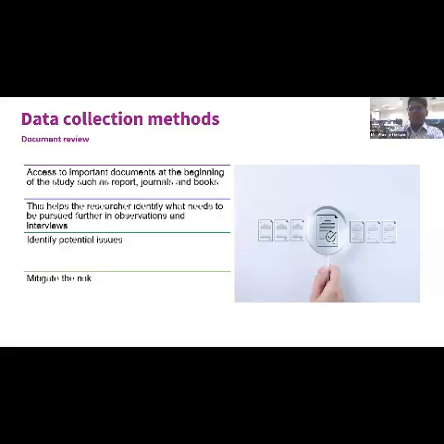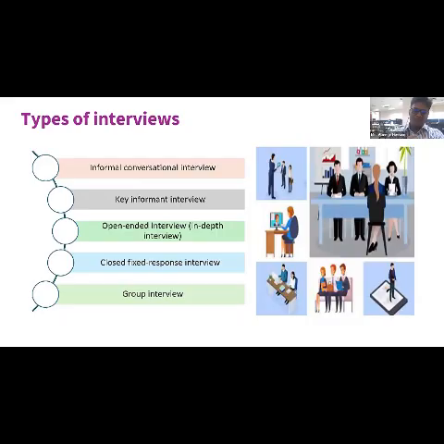In document review, we can get access to important documents at the beginning of the study. It can be reports, journals, books, etc. It also helps the researcher identify what needs further observation and interviews for implementing a qualitative research, and it also helps to identify potential issues and mitigate the risk.